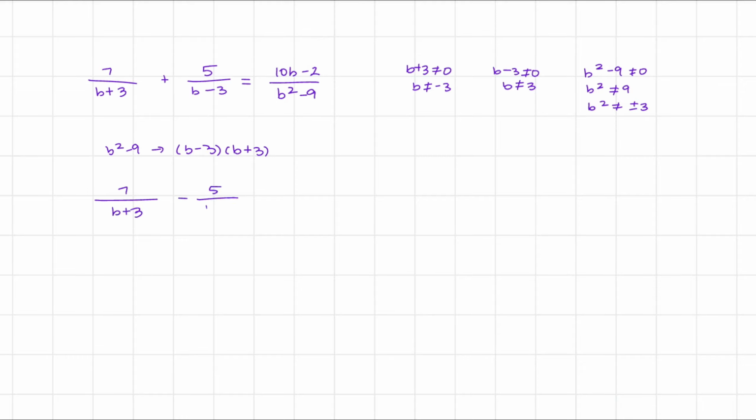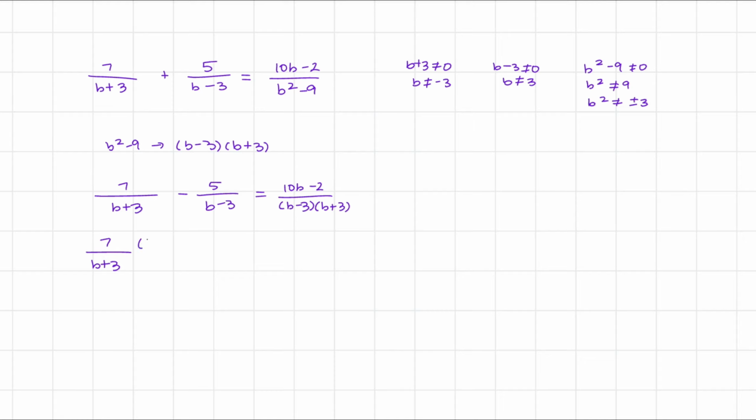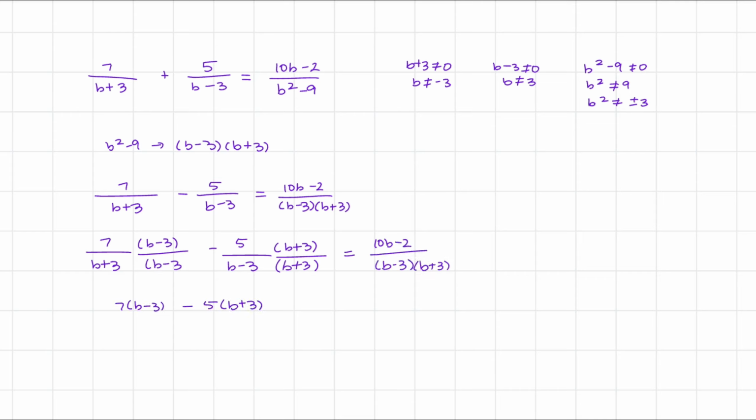The equation becomes 7 over b plus 3 plus 5 over b minus 3 is 10b minus 2 over b plus 3 times b minus 3. So as we can see, the least common denominator would be b squared minus 9. How would we get from b plus 3 to b squared minus 9? Multiply by b minus 3. How will we get from b minus 3 to b squared minus 9? Multiply by b plus 3. And 10b minus 2 will remain the same.